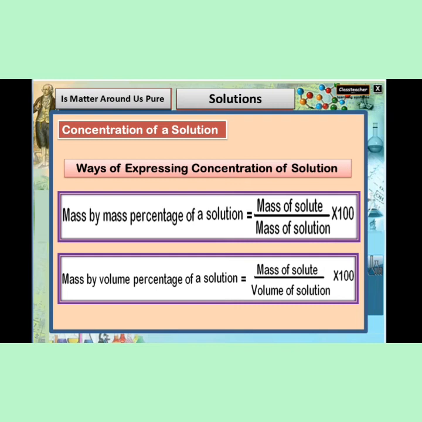Another term is the volume by volume percentage of the solution. The volume of solute will be taken divided by volume of solutions into 100. In that case, we have to take a liquid in liquid solution. So both solute and solvent will be liquid. For example, lemonade. We add lemon juice in water. So both of these will be liquid. So in that case, volume of solute divided by volume of solutions into 100, and you will get the volume by volume percentage of solution.